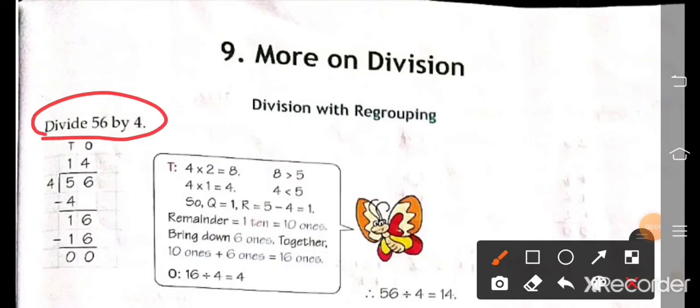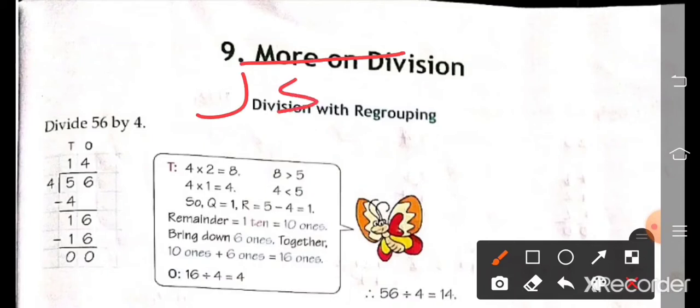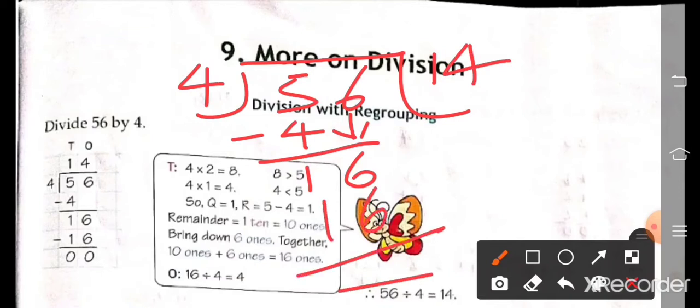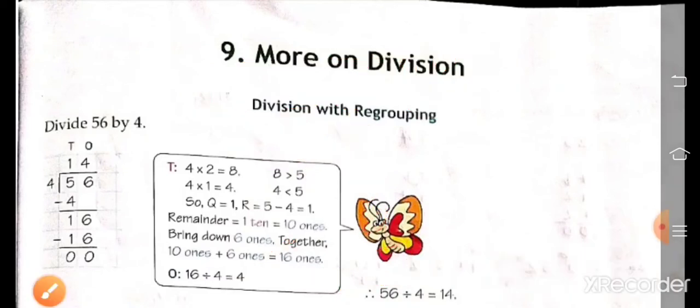Okay, let's see one example. Divide 56 by 4. So first read the table of 4. 4 1s are 4, subtract 5 minus 4, 1. Now bring down 6 here. Now again read the table of 4. 4 4s are 16. So here our answer is 14. Quotient is 14 and remainder is 0. Okay, so like this is regrouping.